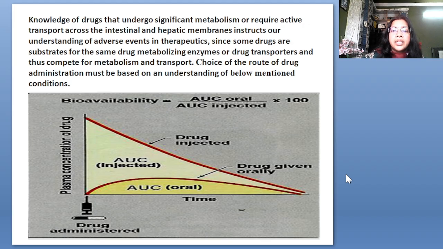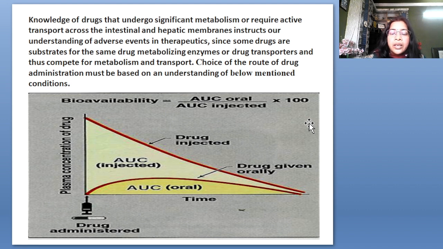Graphically also, bioavailability can be plotted, where you can see the yellow curve, which is the area under the curve when the drug is administered through the oral route, and this light yellow is the area under the curve when the drug is injected through the parenteral route. You can see there is a difference between the areas covered under these curves, and this difference is bioavailability. So bioavailability is the ratio of the area under the curve for the oral dosage form and the area under the curve for the injected dosage form, multiplied by 100.